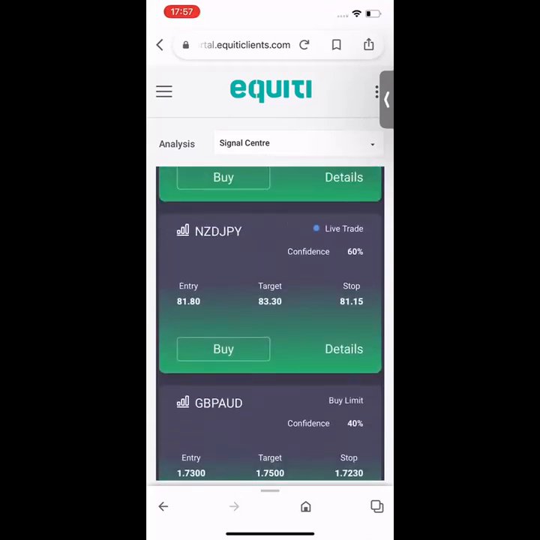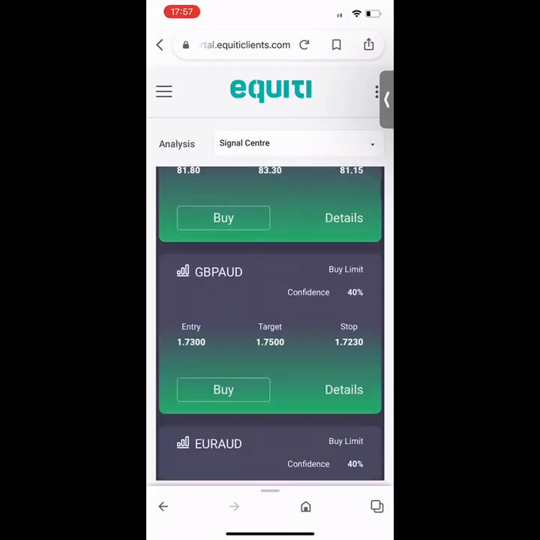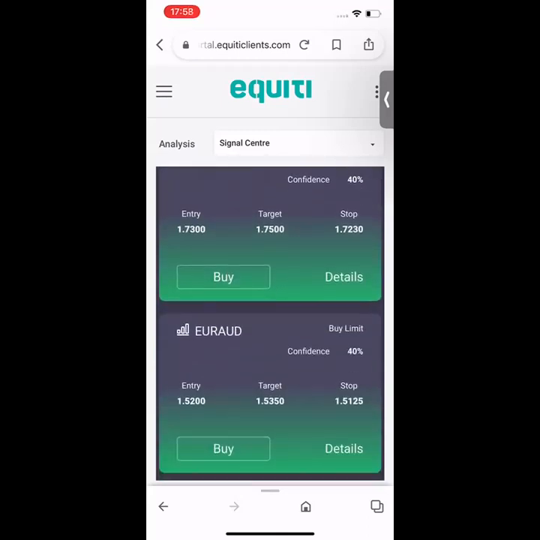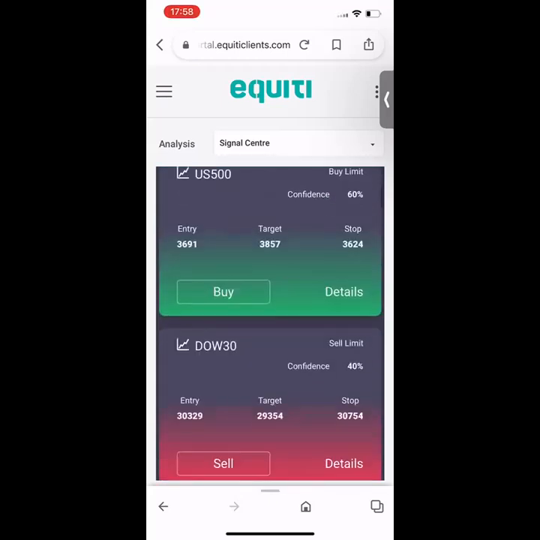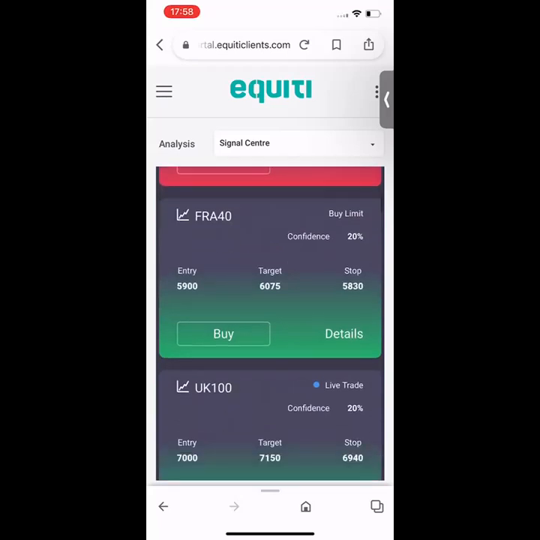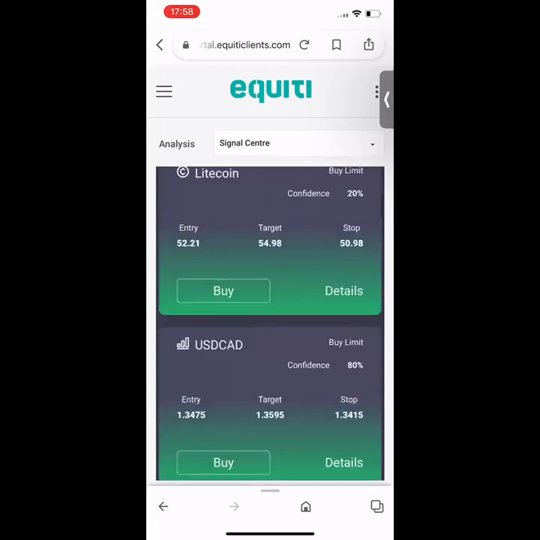This is NZD-JPY with a confidence level of 60%, and it's a live trade. You can see it boldly written, live trade. I'm also not going to take this for now. Perhaps I'll come back to show you how to take the live trades. For now, I want to show you how you can place the pending orders that are still valid. All of these are 40%, so I'm looking for a trade above 40% confidence level. Yeah, I found one, USD CAD.